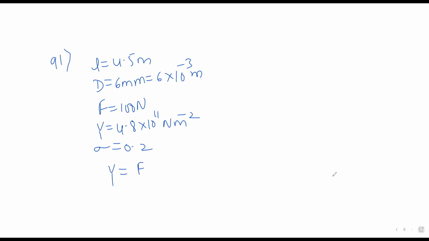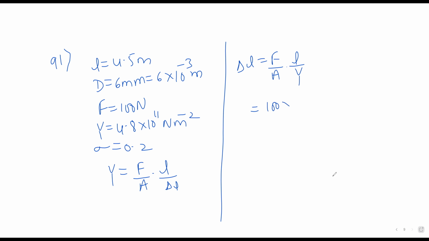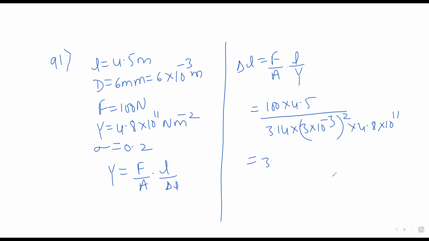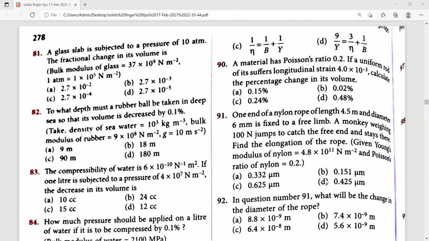So here we are using the Young's modulus formula, and by using that we have to calculate the delta L value. Force by area into L divided by Young's modulus. So that is equal to 100 into 4.5 divided by area 3.14 into 3 into 10 to the power of -3 whole square, into 4.8 into 10 to the power of 11. So we are getting 3.32 into 10 to the power of -5 meter. For 91, the right answer is the 8th one.